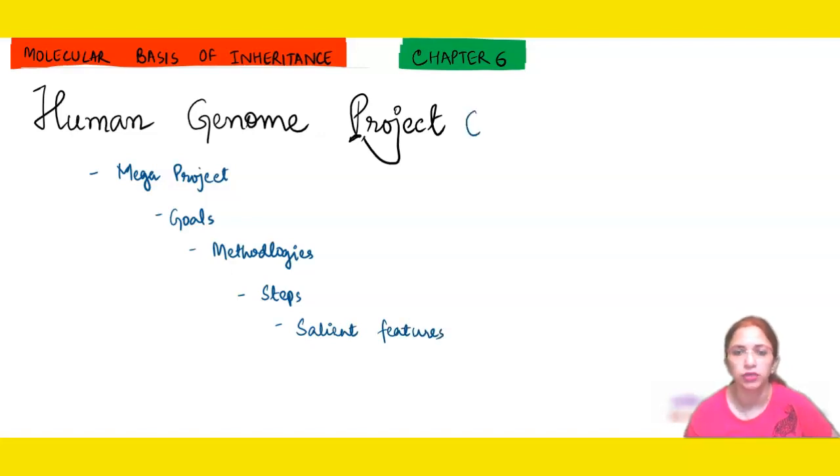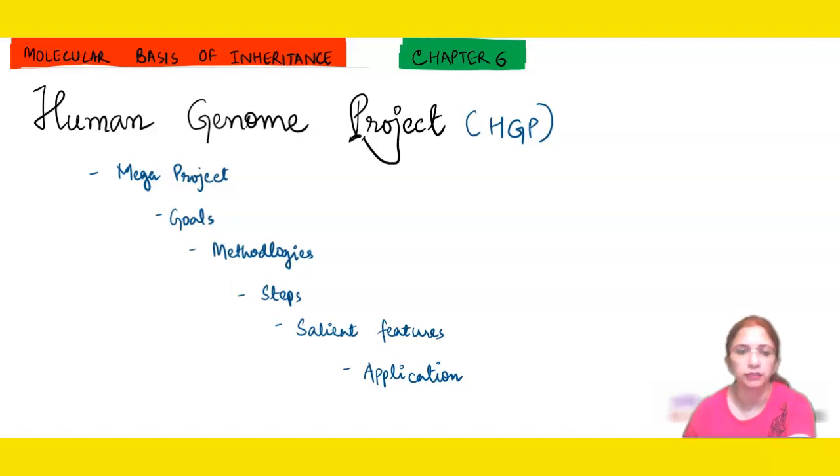One more thing, in the board examination, it is also important that they will not write the full words Human Genome Project. However, they may give you as HGP. So HGP means they are asking about Human Genome Project. The question may come as give the salient features of HGP. So don't get confused. They are asking about Human Genome Project. And the last topic, of course, will be the application of Human Genome Project. Okay, so we will see one by one.